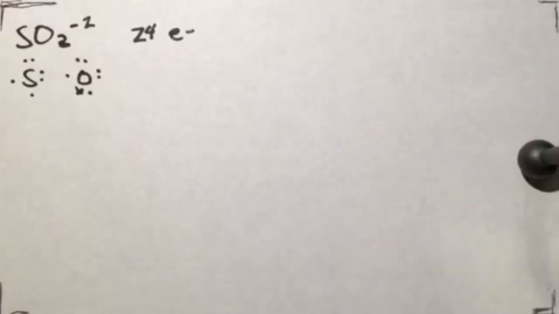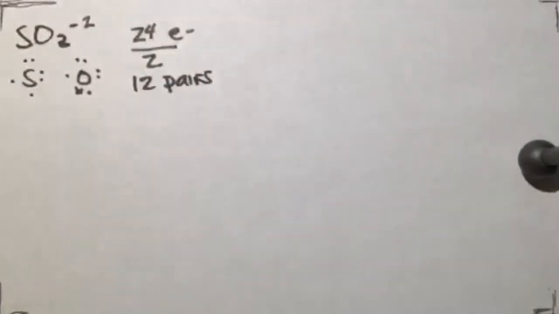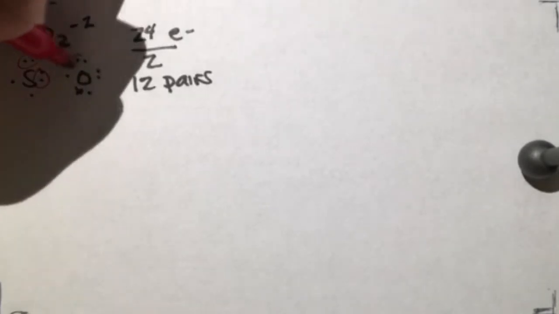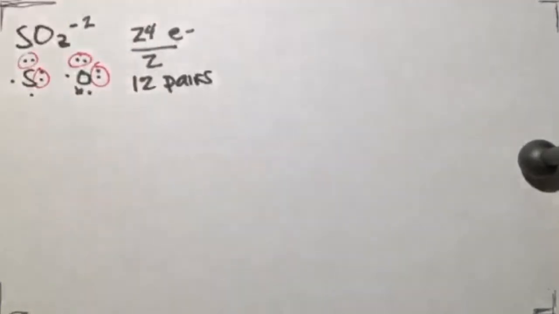Second, figure out the number of bonds in the compound. 24 divided by 2 gives us 12 pairs. If we look back at our diagram here, we can see that there are 2 unshared pairs in 1 sulfur molecule and 2 unshared pairs in an oxygen molecule. We have 3 oxygen molecules, giving us 6 unshared pairs. This adds up to a grand total of 8 unshared pairs. 12 minus 8 gives us 4 bonds.